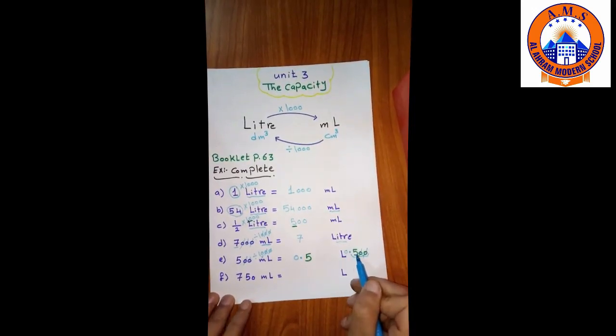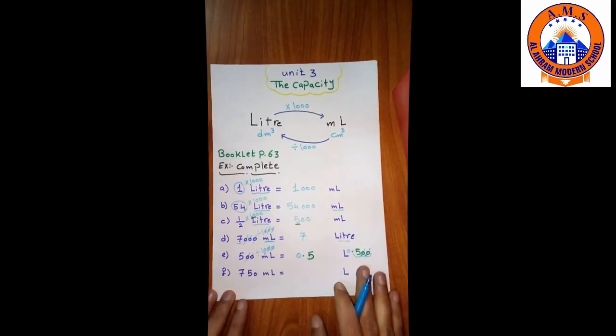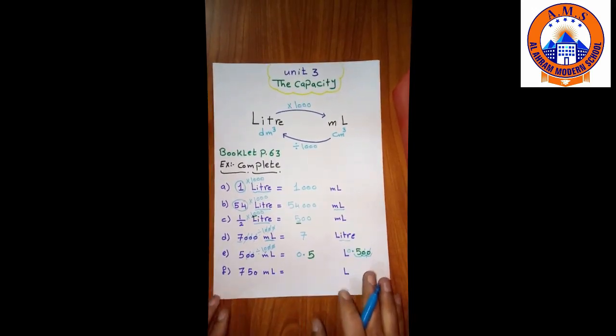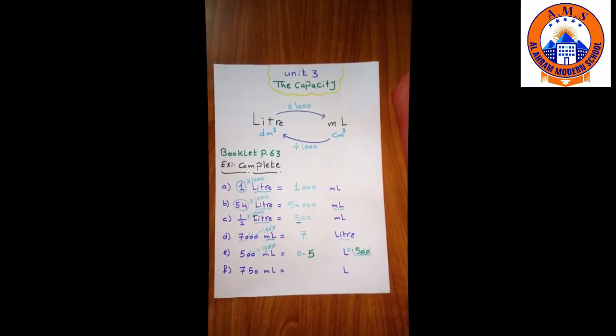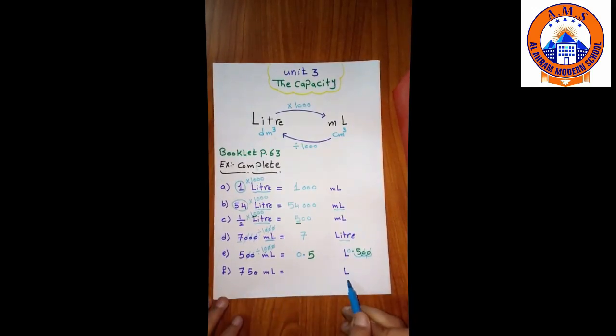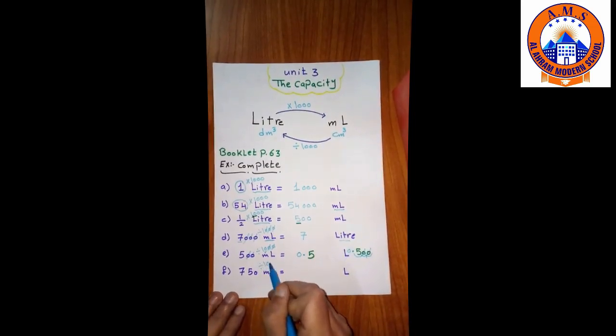So the answer is 0.5. Next question, we have 750 milliliters and we want to change it into liters. So to divide, we divide by 1000.